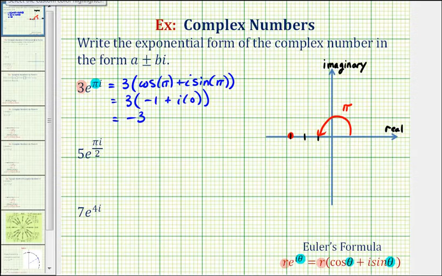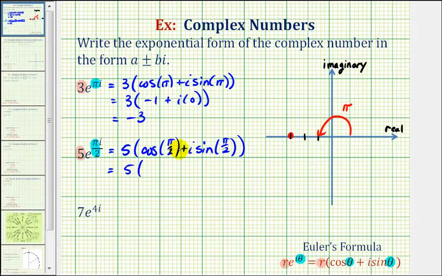Again, the first thing we should recognize is that r is equal to 5, and theta is equal to pi over 2. So we would have 5 times cosine pi over 2 radians plus i sine pi over 2 radians. So this will give us 5 times, well, cosine pi over 2 radians is equal to 0, and sine pi over 2 radians is equal to 1. So this is just 5 times i, or 5i, which is an imaginary number.